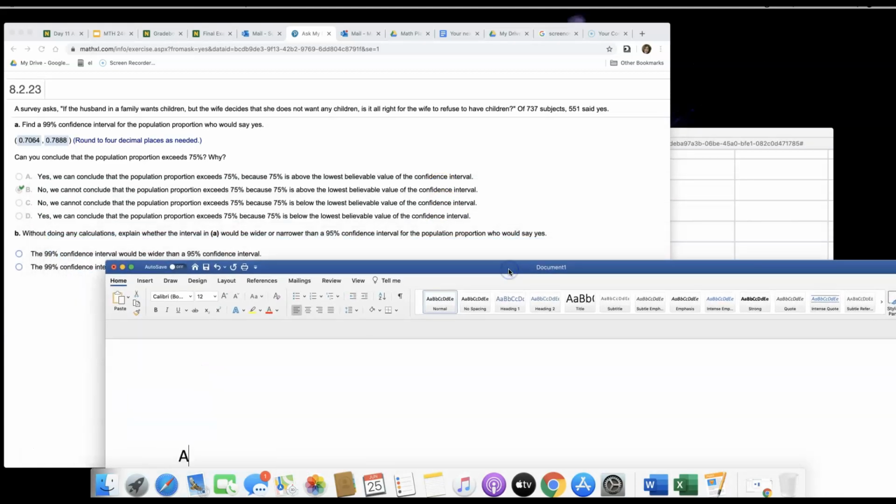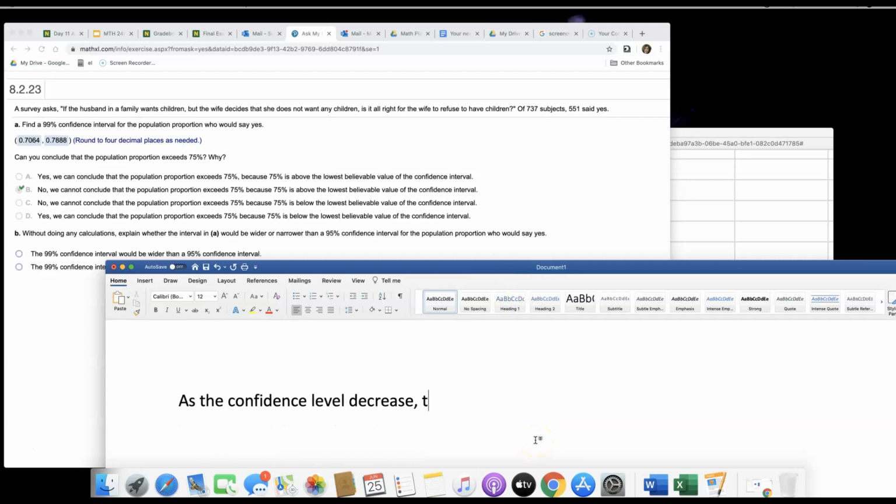Let me go ahead and type this up. As the confidence level decreases, and that's what's going on, right? They are decreasing the confidence level from 99 to 95. The margin of error will decrease. Why? Because based on the confidence level, we pick our critical z value, right? The critical z number gets bigger as the confidence level increases, and the critical z value will decrease as the confidence level decreases. And that z value, the critical z score, is the number that we multiply by the standard error to get the margin of error. So the smaller the number that we multiply, the smaller the margin of error we will have.